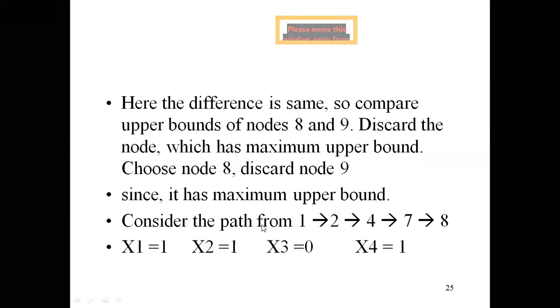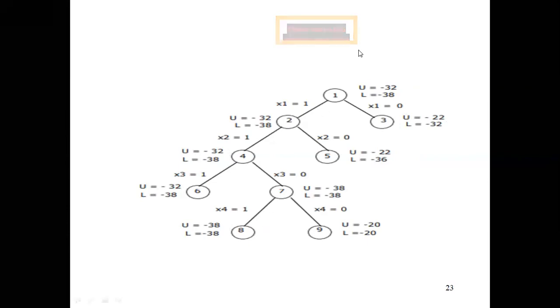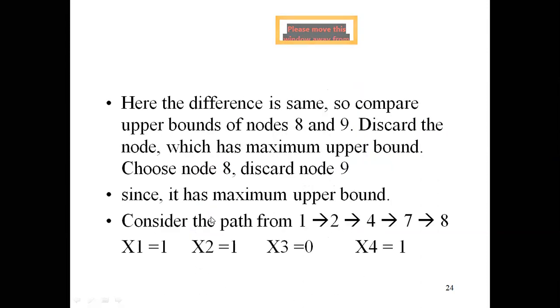That is, in this path, we are considering x1 equal to 1, x2 equal to 1, x3 equal to 0, x4 equal to 1. The meaning is the objects 1, 2, and 4 are considered, 3 is not considered. So you can represent this one as 1, 1, 0, 1. That is the solution. Third item is not considered in that particular path.